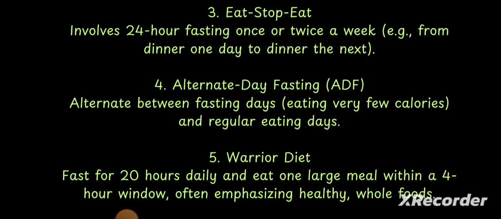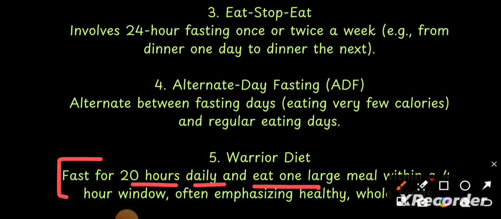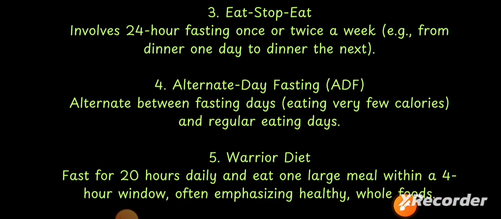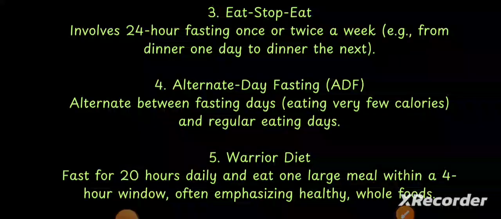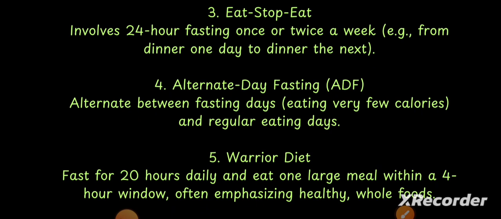And coming to the next method, the warrior diet. Warrior diet means you are fasting for 20 hours daily and eat one large meal within the next 4-hour window. Often you're fasting for 20 hours daily and eating one large meal in the night. In the warrior diet there is also one more variation. During the 20 hours of fasting, you could eat fruits and raw vegetables, a very low calorie diet, and you could have one large meal at night, within a 4-hour window. So this is the warrior diet.